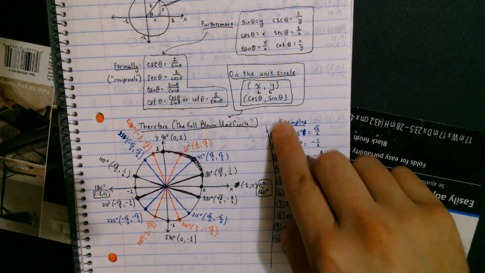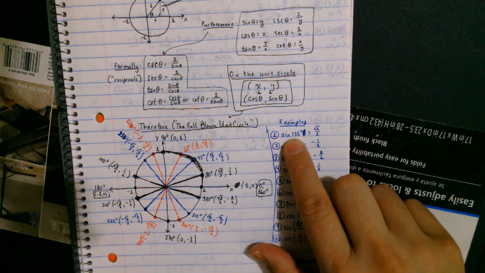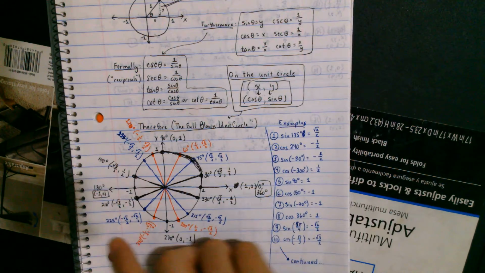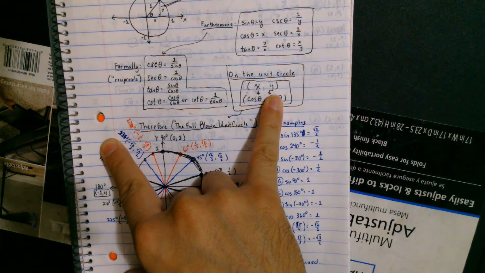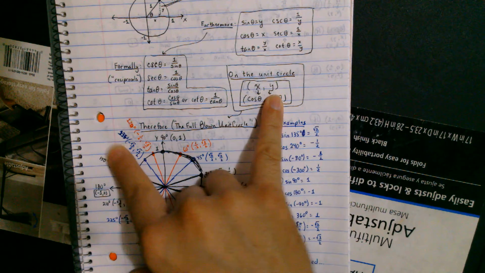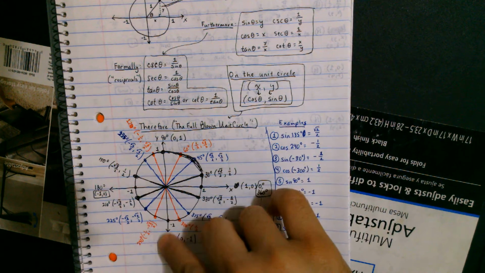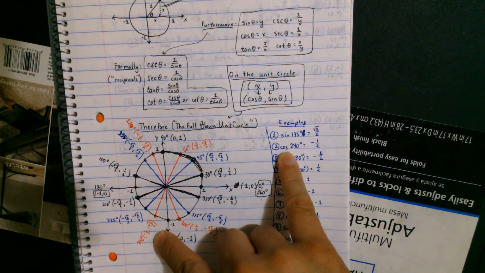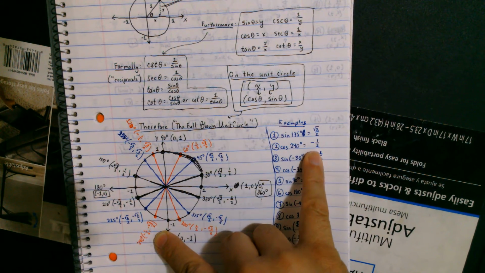So on this side, this is what I'm doing here. If you're looking for straight up sine and cosine, sine of 135. 135 is here. Sine is the second number. So sine of 135 is the square root of 2 over 2. 240 now. 240 is here. Cosine, first number, negative 1/2. Done.